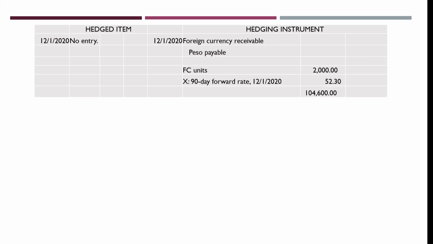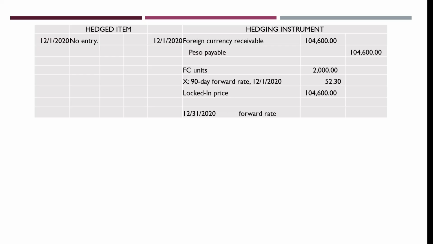May makukuha tayong 104,600. Anong tawag natin dyan? That's already your lock-in price. Nakalock na yung peso na ibabayad mo on March 1. Okay? Kaya yan yung amount na ipapasok nyo sa first journal entry natin. Okay? Sige, let's move on to December 31.